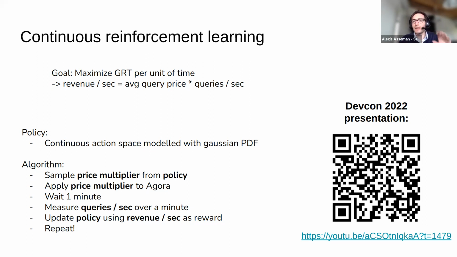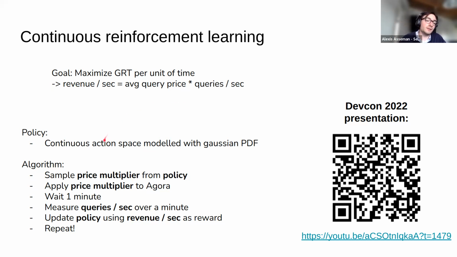And the reinforcement learning algorithm will tweak the standard deviation and the mean of that Gaussian such that we optimize our revenue. I'm going to show you after that a visual representation of what that means. It might seem a little bit abstract.